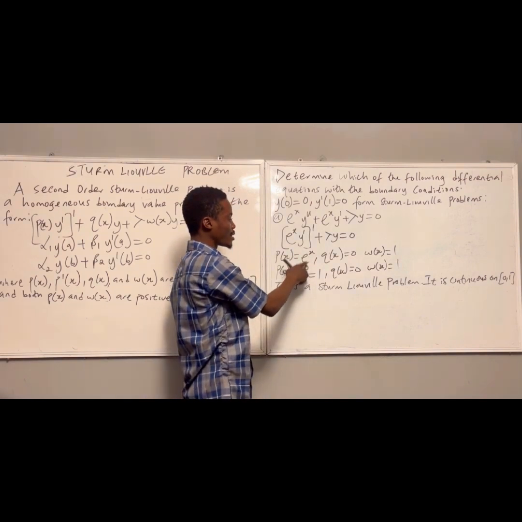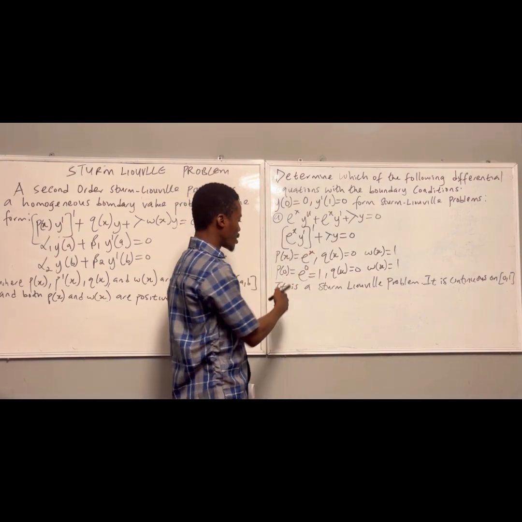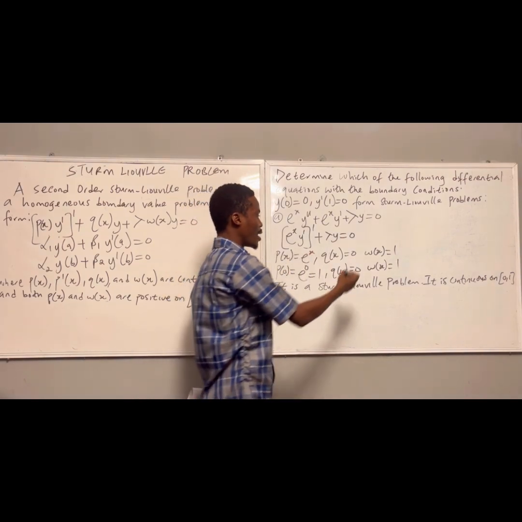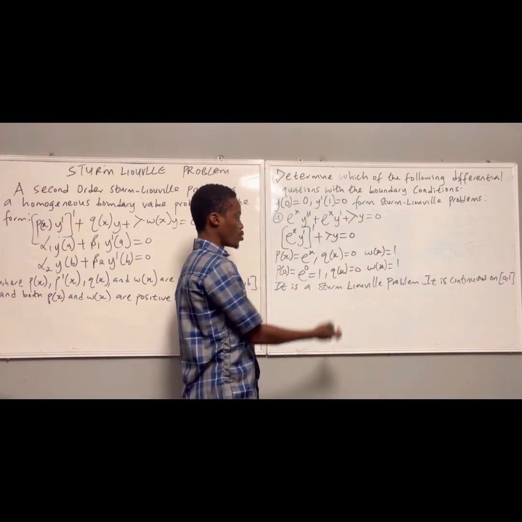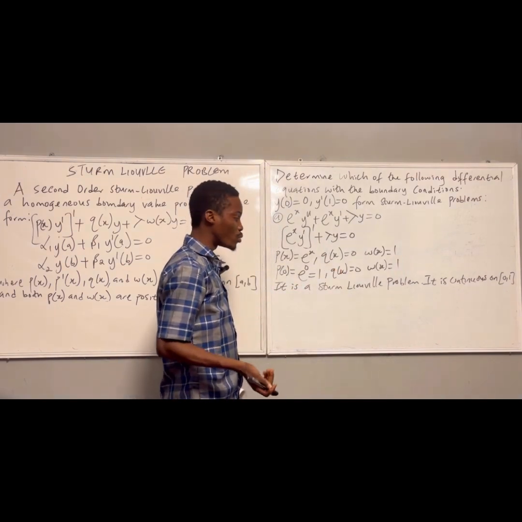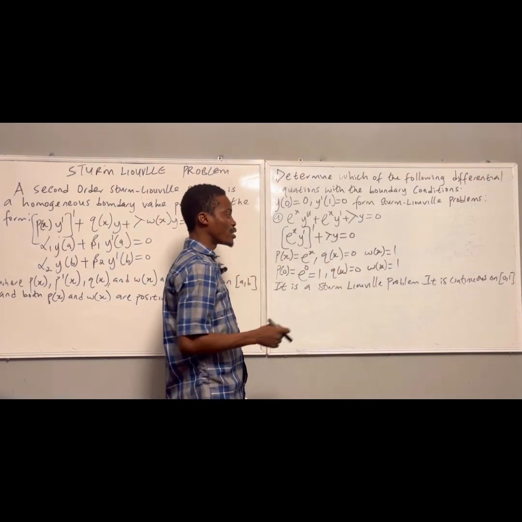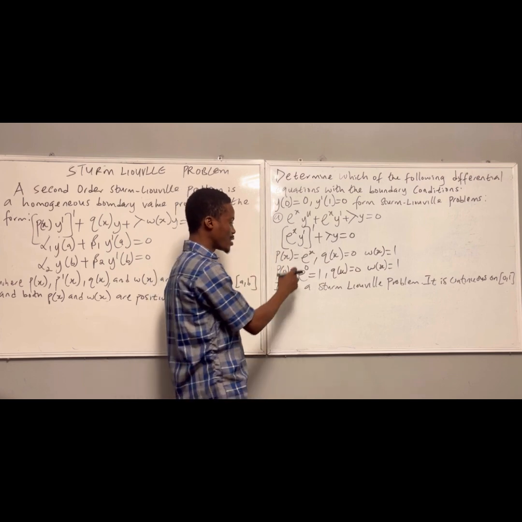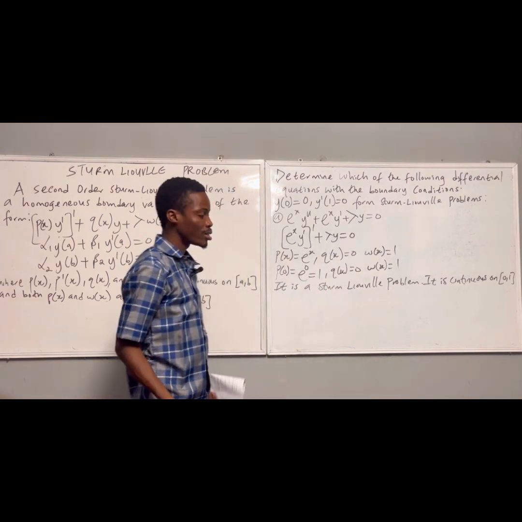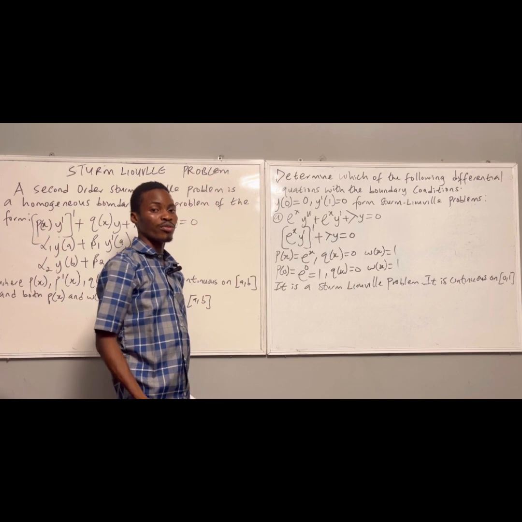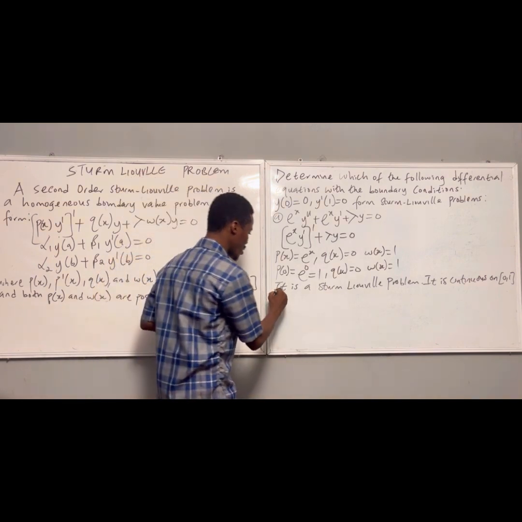So since it is continuous on 0, 1, whenever I see x, I put 0. If I put x equal to 0, I'm going to have 1. You can see our p of x is positive and w of x is constant. So q of x can take any value, but p of x and w of x must both be positive. Since they are both positive, it is a Sturm Liouville problem. So let us consider another example.